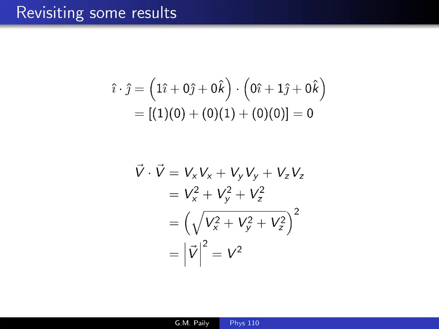Similarly, for an arbitrary vector v, v dot v becomes vx times vx plus vy times vy plus vz times vz. But that is vx squared plus vy squared plus vz squared. But that is the same as the square root of vx squared plus vy squared plus vz squared, the whole thing squared. But this square root is the magnitude of v, and so v dot v is the magnitude of v squared, which can be written as v squared without the arrow.